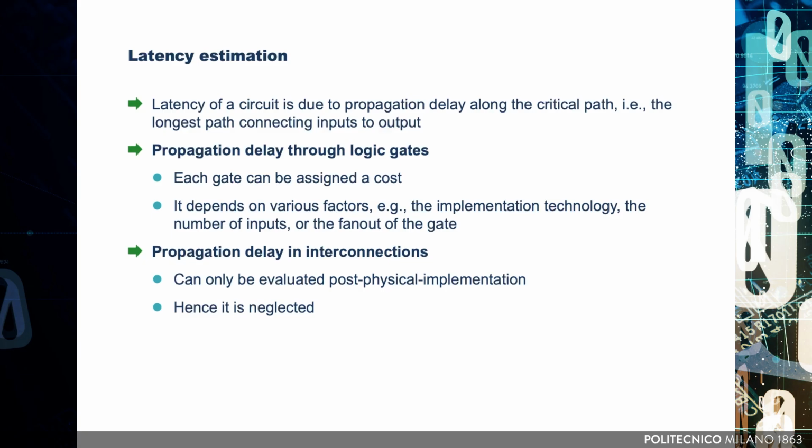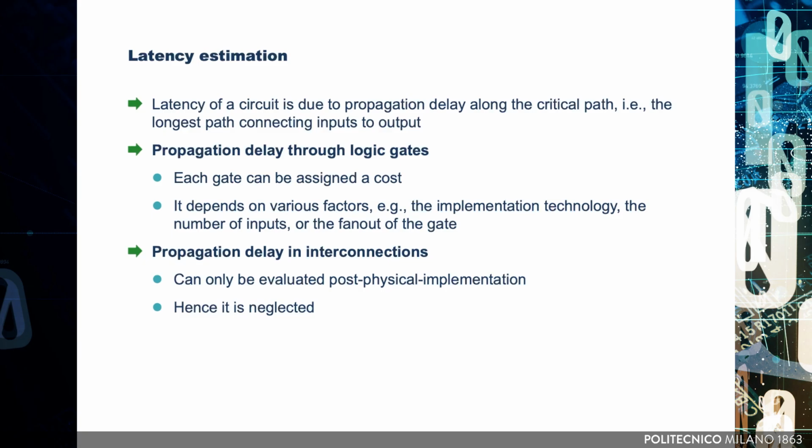Let's now consider performance. As we mentioned earlier, latency is the time between the presentation of input values and the generation of a valid output. So, latency can be estimated as the propagation delay of signals along the critical path of the circuit, that is the longest path that connects inputs to the output. The propagation delay through a logic gate is known if the technology library is specified, and it also depends on the number of inputs and the fan-out of the gate, that is, the number of downstream gates connected to its output.